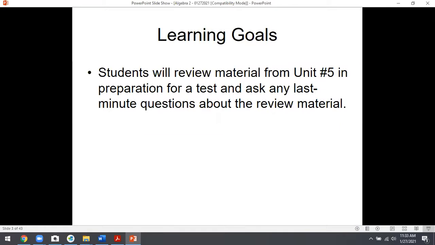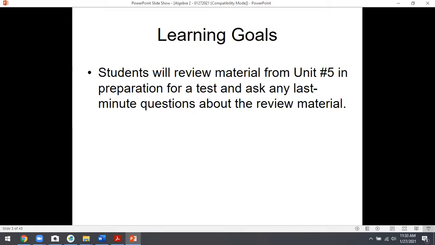Unit 5. So we reviewed Unit 4 yesterday, Unit 5 today. Review assignments are due tomorrow. Hopefully you're making some good progress on that and staying up with the pacing suggested.